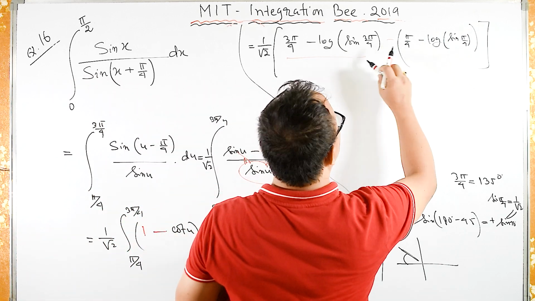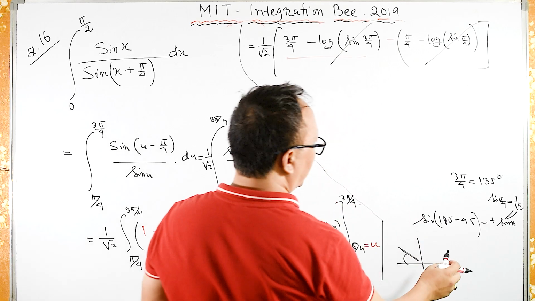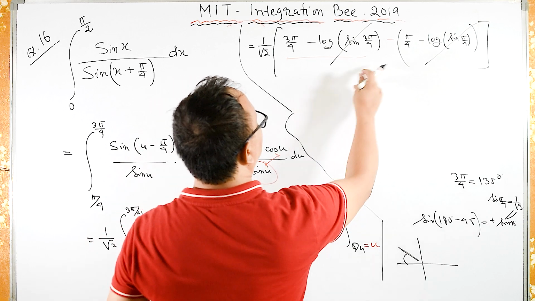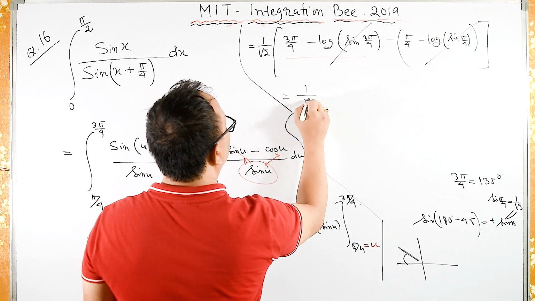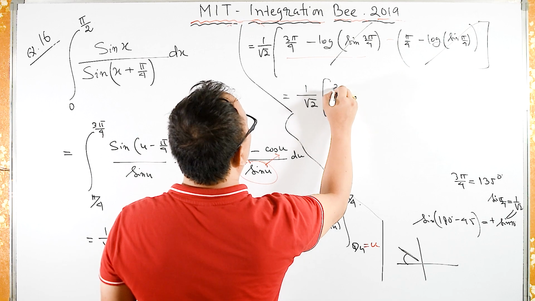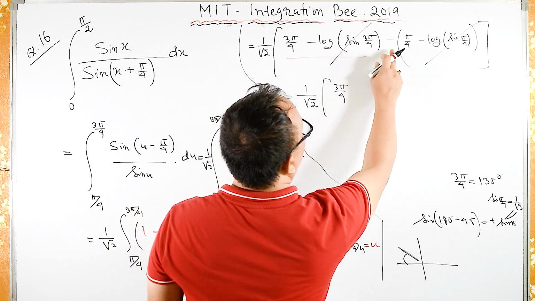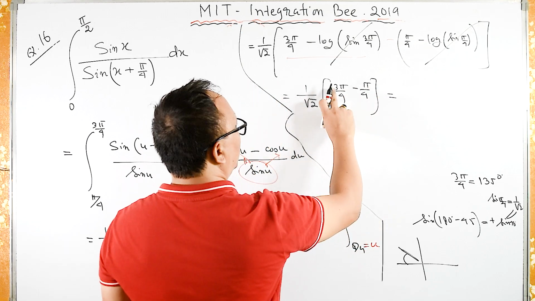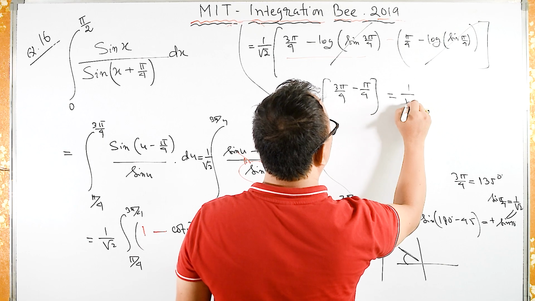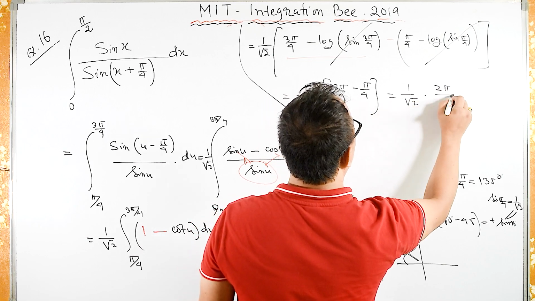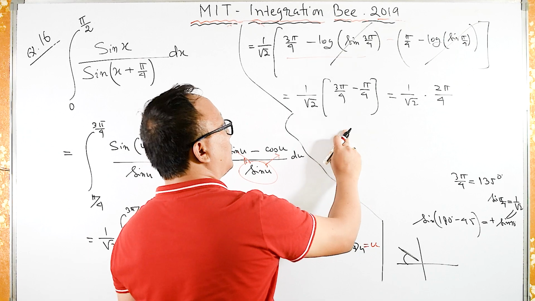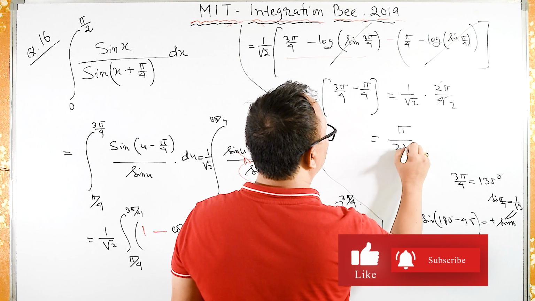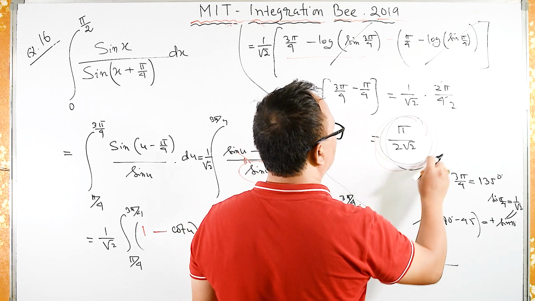Therefore, with minus plus, this and this get cancelled. 1 by root 2 here, and minus plus 1 by root 2 over here. So what we have is 1 by root 2 into 3 pi by 4 minus pi by 4, which equals 1 by root 2 into 2 pi by 4. The 2 gets cancelled, so it is pi upon 2 root 2. This is the required answer.